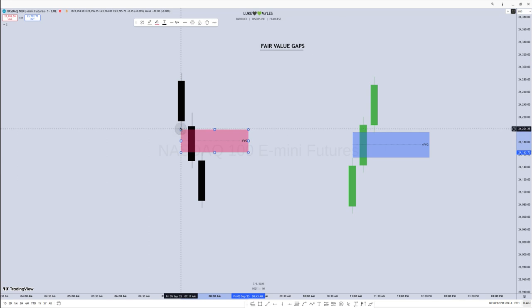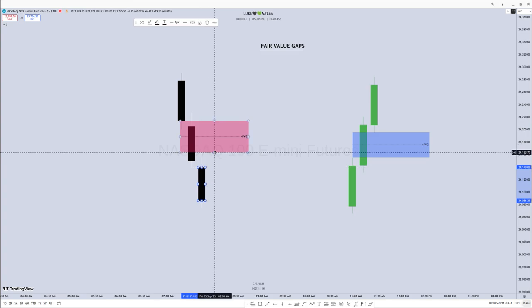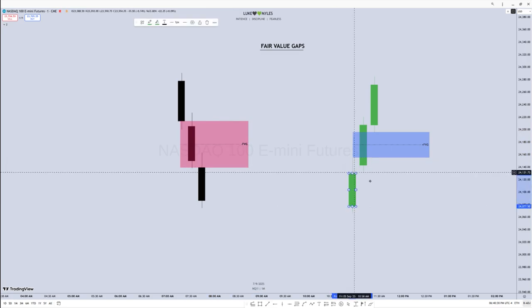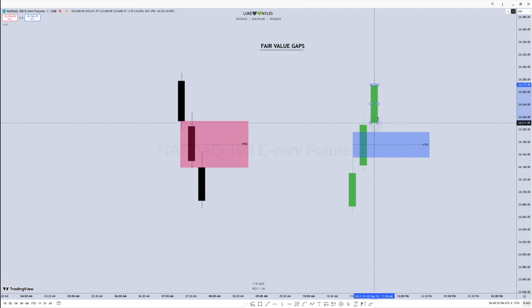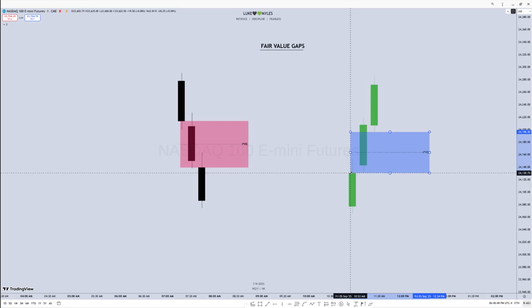We shall be marking it from the close, taking in this volume imbalance to the open. So if we also have a volume imbalance right here, we shall take our fair value gap to where the volume imbalance also ends. So that is it. Same to buy side. If we have a volume imbalance right there and a volume imbalance maybe right there, it doesn't have to be on both candles, it can be on one, like that. Then we have to take our fair value gap from the low of the third candle to the close of the first candle.